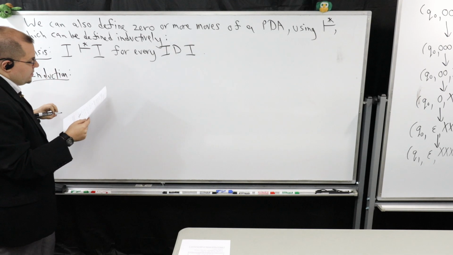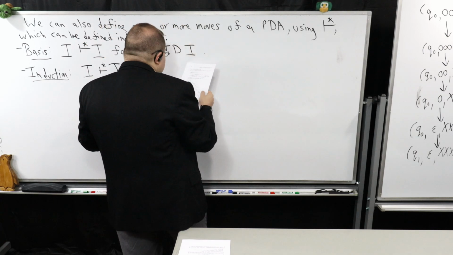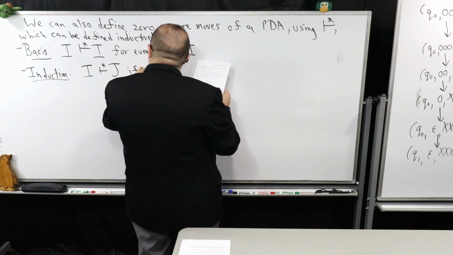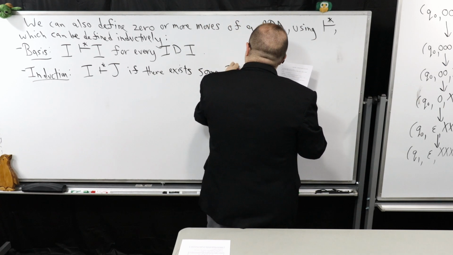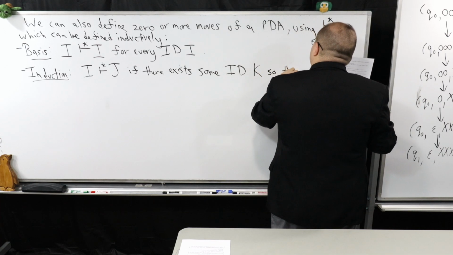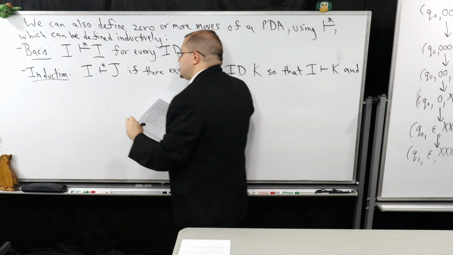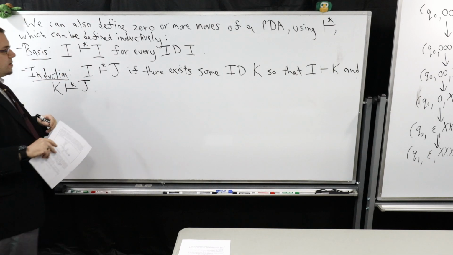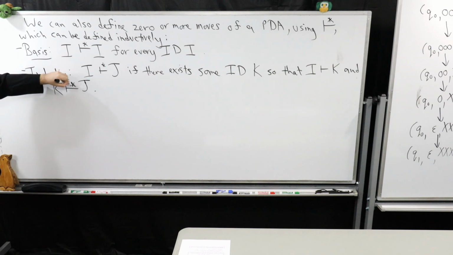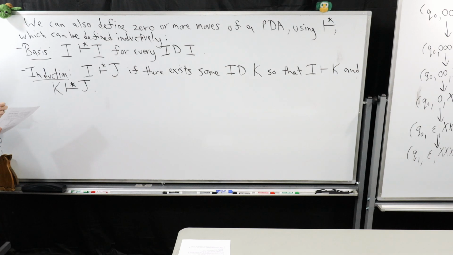So here's the way I'm going to define it inductively. I moves to j if there exists some ID k so that I moves to k and k can move to j. But I naturally use potentially more moves. So if you're wondering what I mean by this, I'm just using essentially a transitive property.